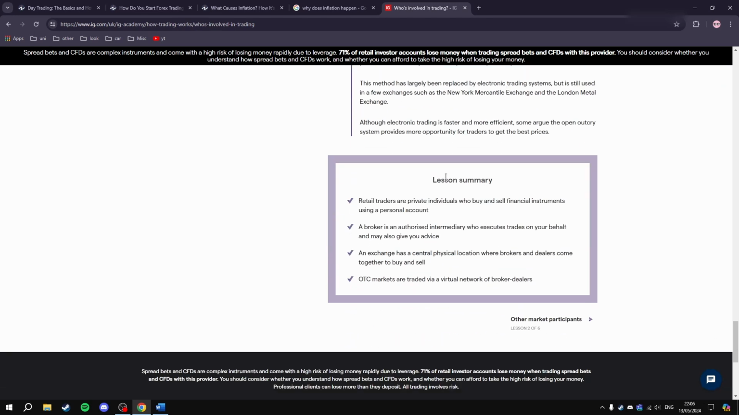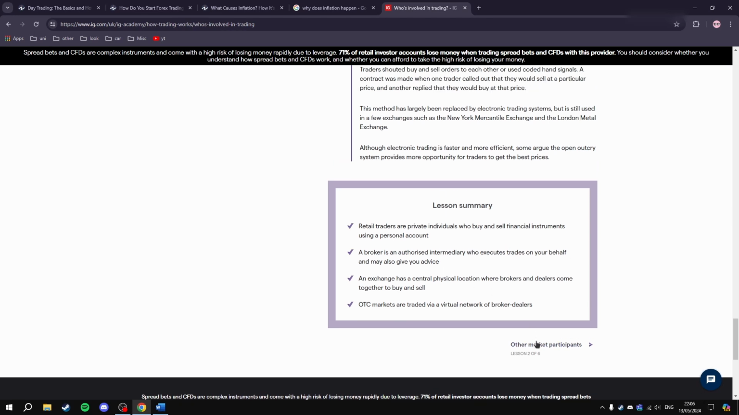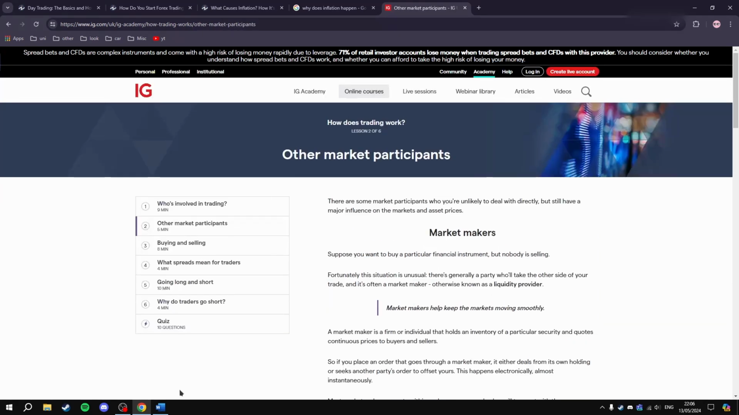Cool. As a summary, retail traders are private individuals who buy and sell financial instruments using a personal account. A broker is an authorized intermediary who executes trades on your behalf and may also give you advice. An exchange has a central physical location where brokers and dealers come together to buy and sell. Over-the-counter markets are traded via a virtual network of broker-dealers. Nice.